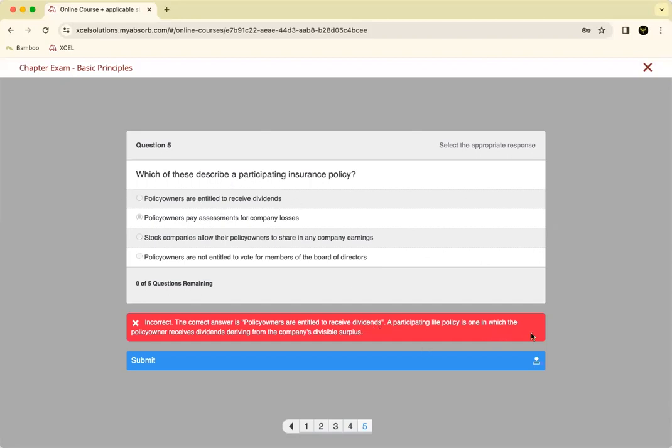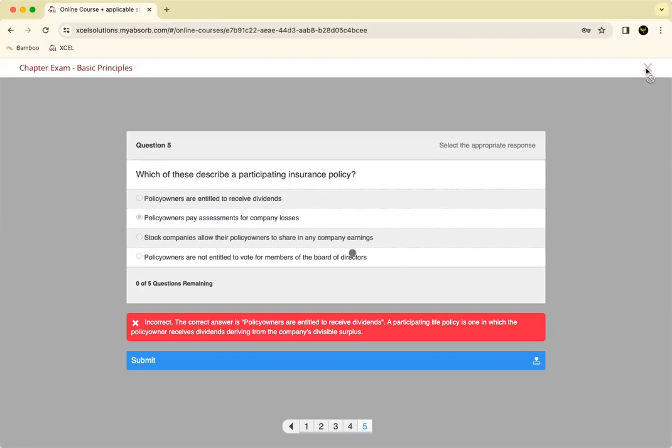So now you can take note of what you got wrong. Write it down, because you'll retain the information more if you write it down, and find a way to memorize it for yourself. What in this question will remind you that this is possibly the answer? Maybe you start saying, okay, participating means receive dividends, and then you match those two together so that you can start memorizing it that way.